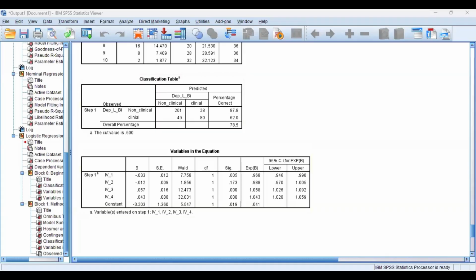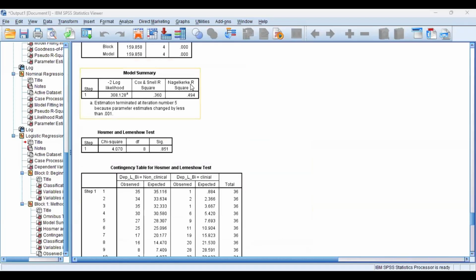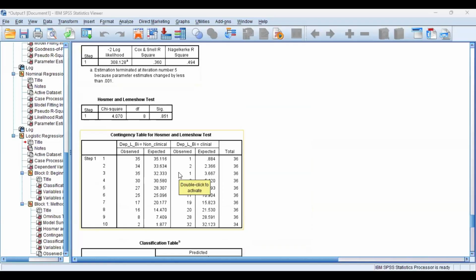That means that for 87.8%, we could correctly detect those participants who should fall into the non-clinical category of depression. And both are acceptable. And we also have an overall percentage, that is the overall accuracy of our prediction in general. So overall, for around 78.5%, we could accurately categorize participants in correct categories based on this model of predictors that we included in this model.